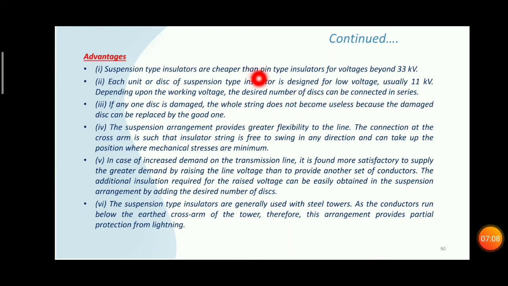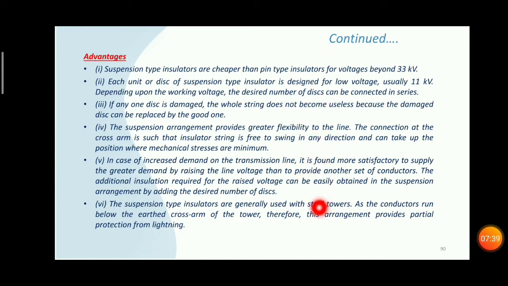So, depending on the working voltage, the number of discs can be added and we can vary the voltage rating of the insulator. And also, if any one disc is damaged, the whole insulator string need not be changed. Only the damaged disc can be replaced by a good one. And also, the suspension arrangement provides greater flexibility to the line as it is suspended, the mechanical stress is minimum in the suspended position.